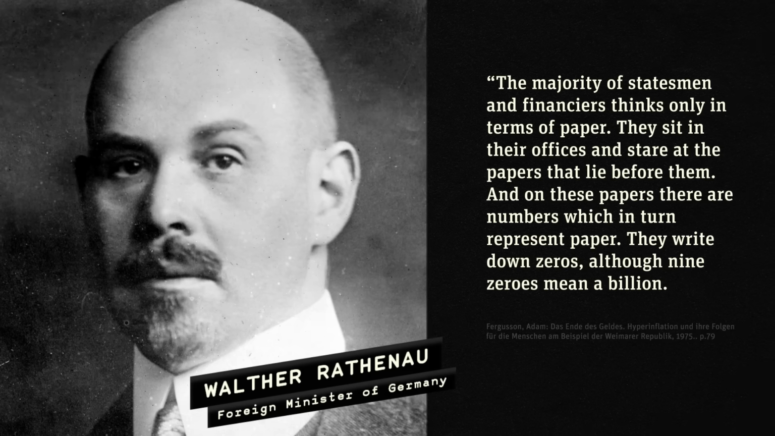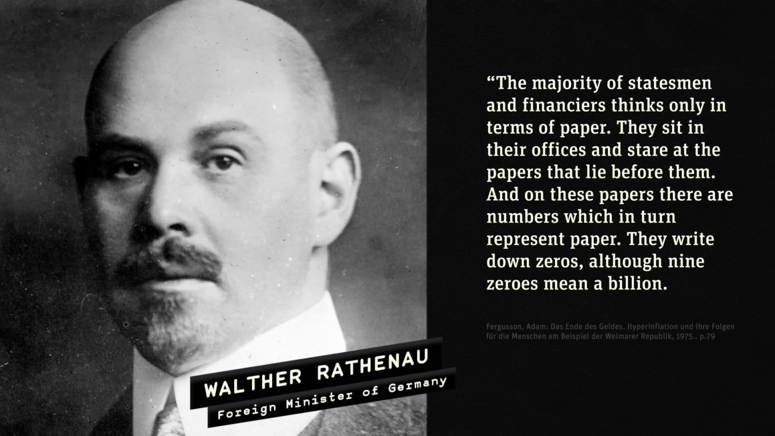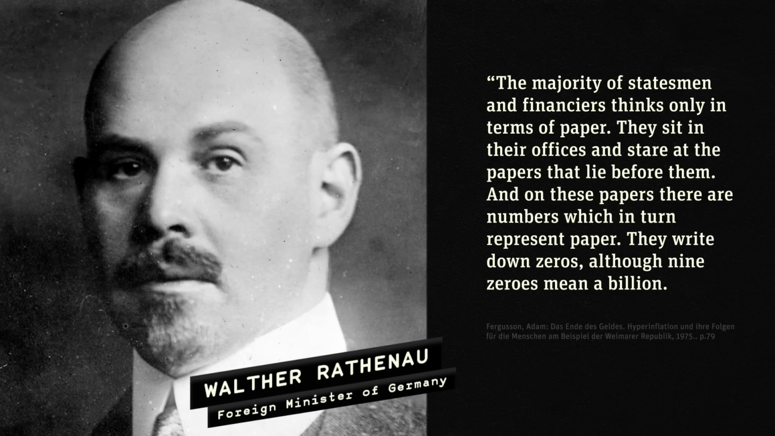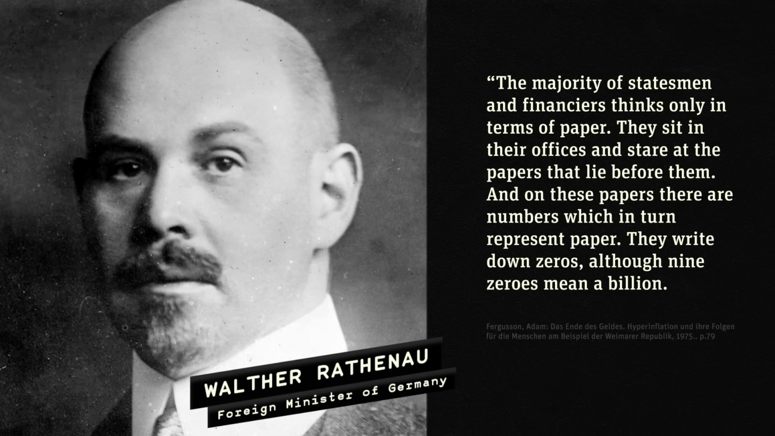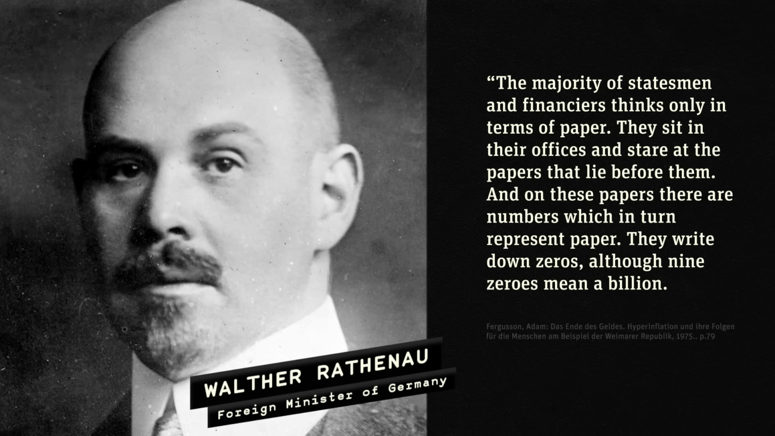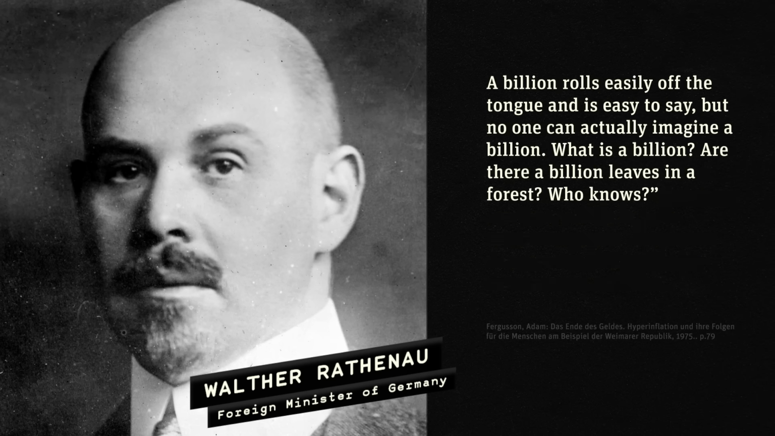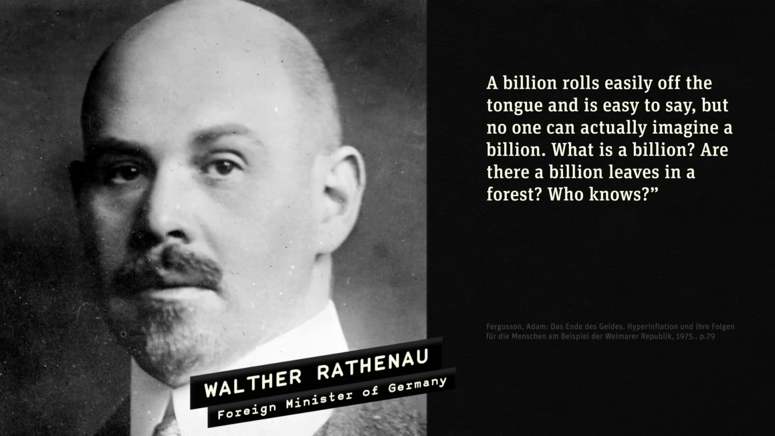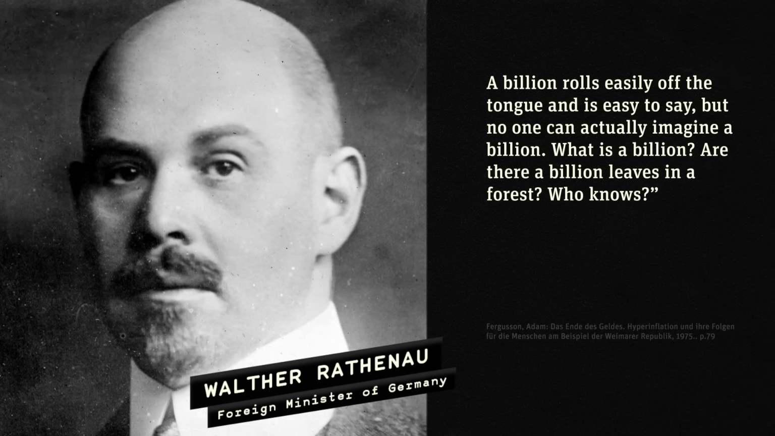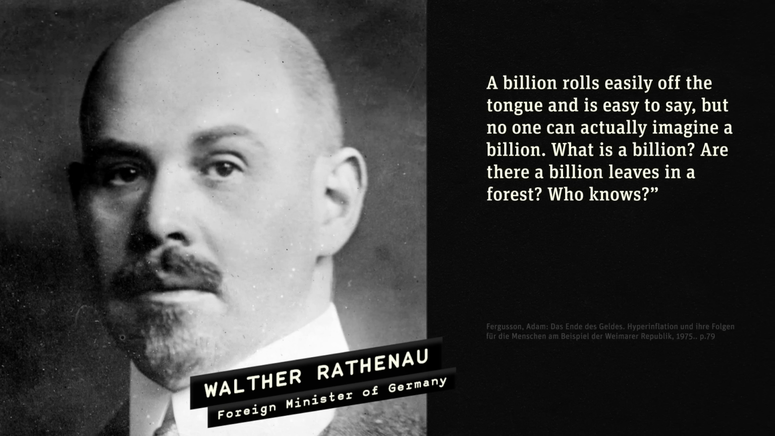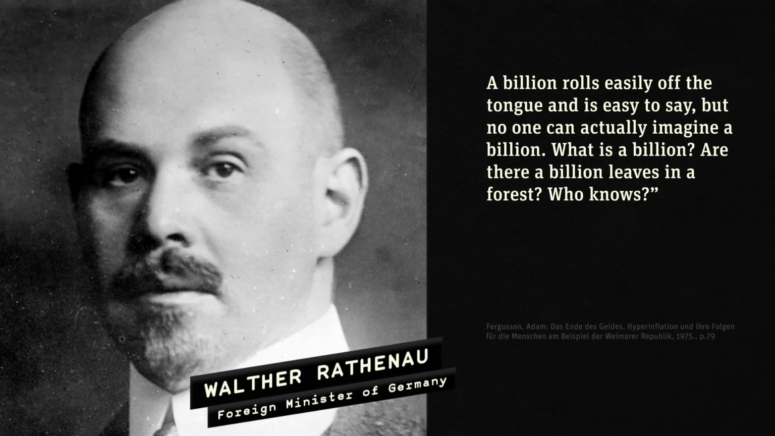"The majority of statesmen and financiers thinks only in terms of paper. They sit in their offices and stare at the papers that lie before them. And on these papers, there are numbers which in turn represent paper. They write down zeros, although 9 zeros mean a billion. A billion rolls easily off the tongue and is easy to say. But no one can actually imagine a billion. What is a billion? Are there a billion leaves in a forest? Who knows?" As Germany plunged further into the inflation crisis in late 1921, Rathenau and millions of other desperate Germans could not know that the worst was yet to come.